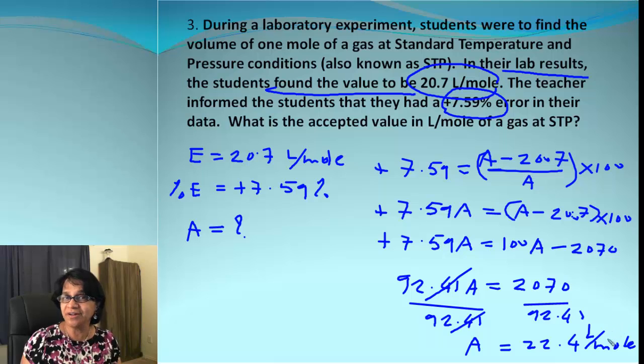So guys, I hope you learned how to find the percent error and how it is tied up with the accuracy of measurements.